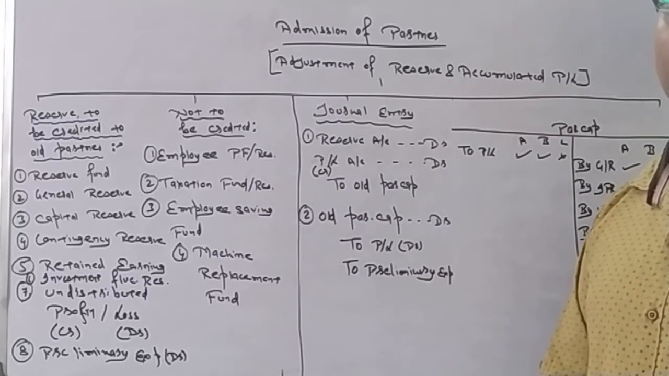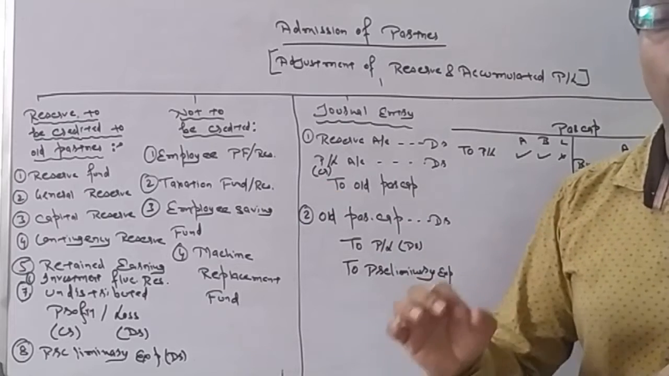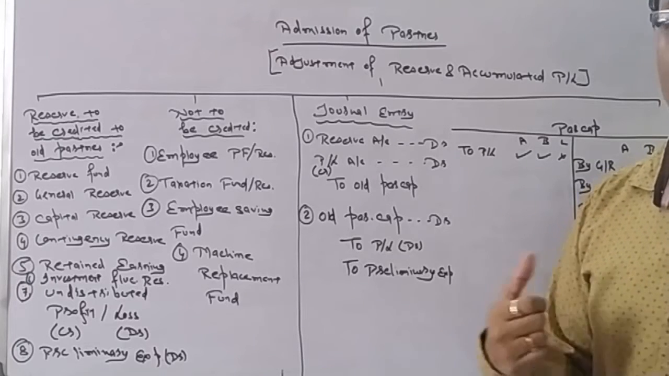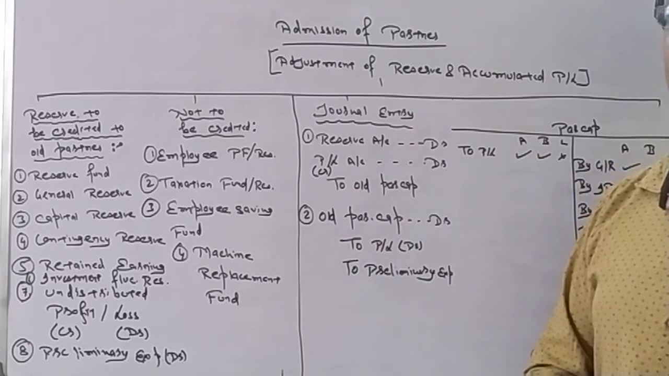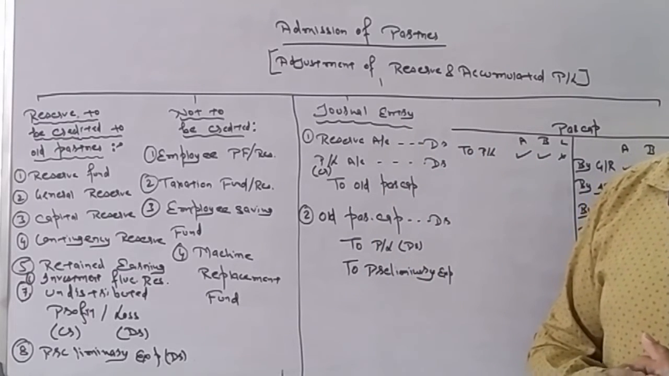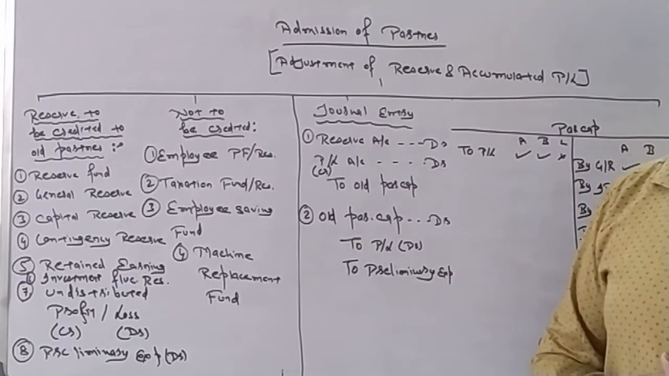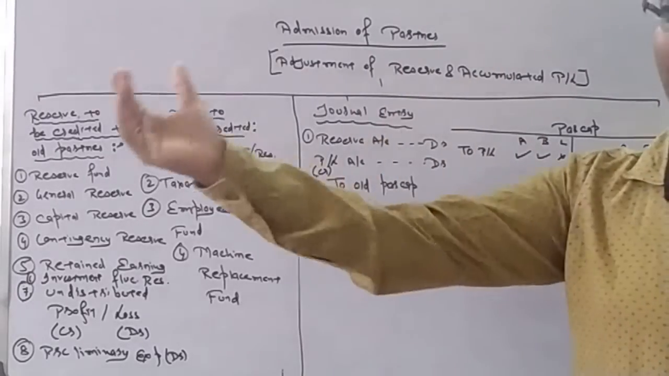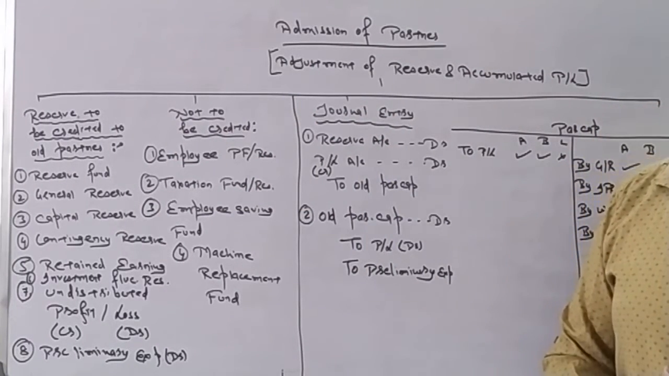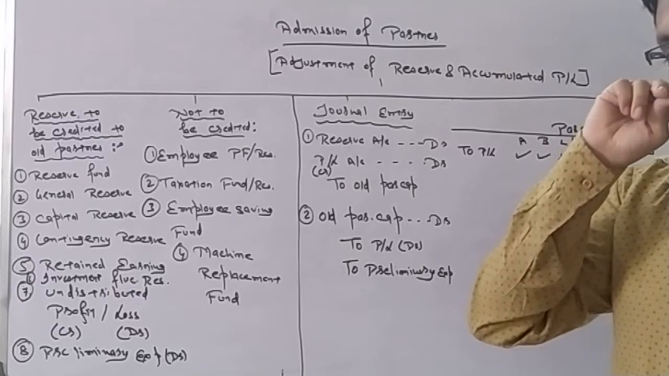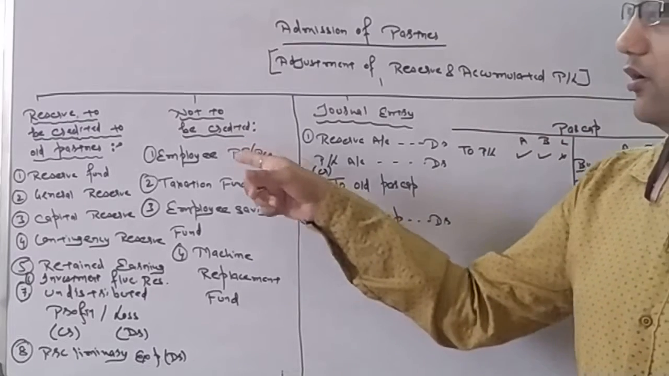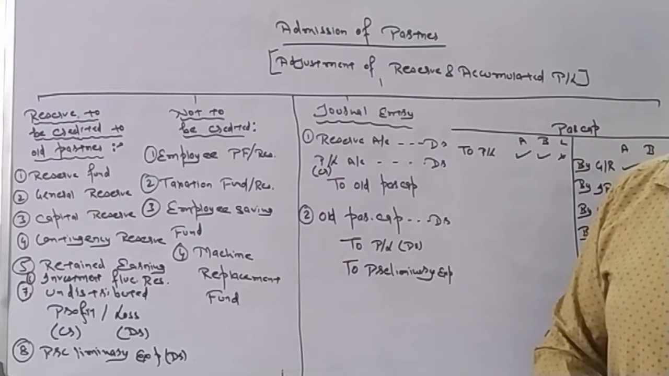Employee Provident Fund Reserve. As we deduct the amount of Provident Fund from the salary of our employee, we cannot distribute it among ourselves. We need to pay it to government. The company deducts PF from the salary of the employee, gives it to government, and at the time of retirement, that employee gets that amount from government with interest. So Employee Provident Fund Reserve cannot be distributed.